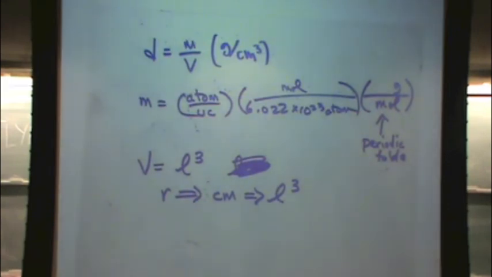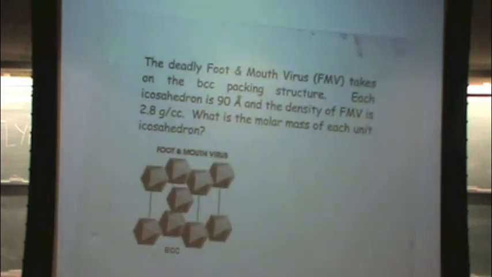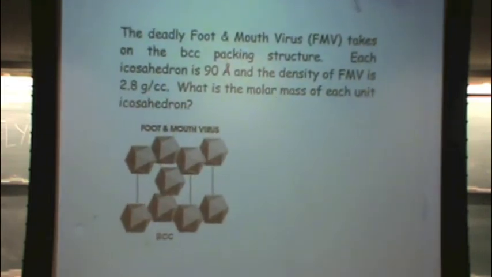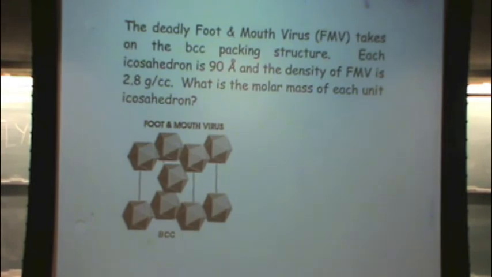Just to do a different kind of problem, we could give you density, we could give you radius, and you need to find mass and ultimately, in this case, the molar mass. So it's finding something inside here. Or another way to do it, we could give you molar mass and you find the atoms per unit cell. We don't tell you the packing structure. It's just a way to do the problem backwards. But it's the same kind of problem. So let's do this foot and mouth virus problem. Used to be something you see more in the news, but not as much anymore. Yeah, and so this is kind of an interesting problem.